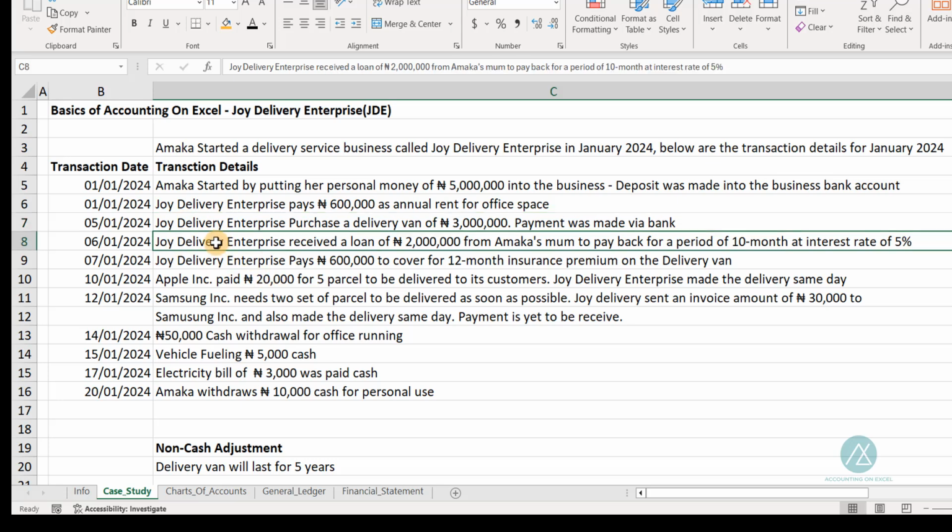On the 6th, it says Joy Delivery Enterprise received a loan of 2 million from Amaka's mom to pay back for a period of 10 months at an interest rate of 5%. So on this day, she received a loan, but she's going to be paying back that loan for a period of 12 months at an interest rate of 5%. So first of all, let's just record the loan that Joy Delivery Enterprise received from Amaka's mom. So this is a loan.